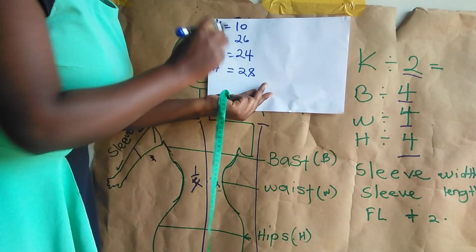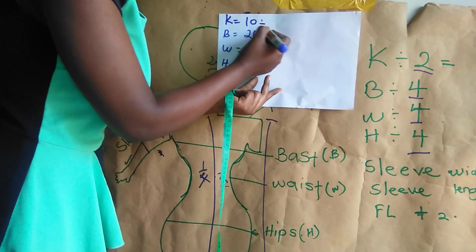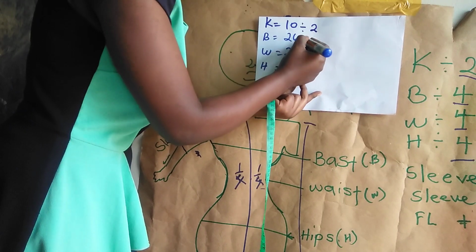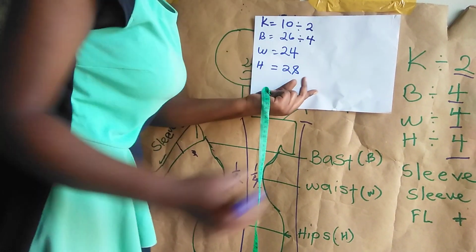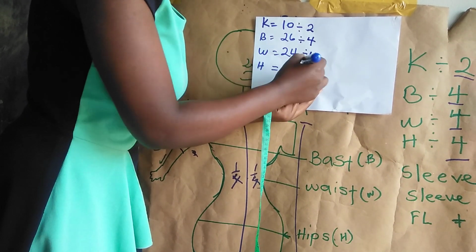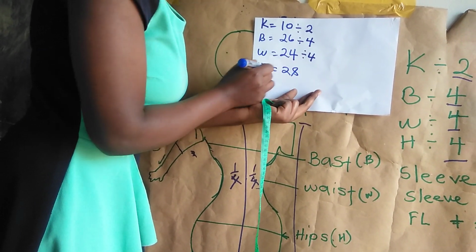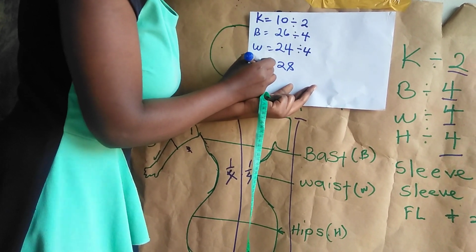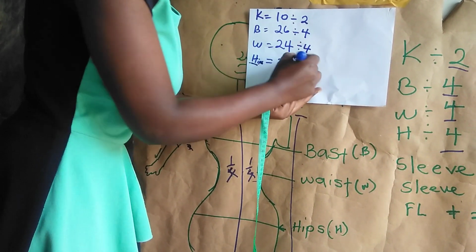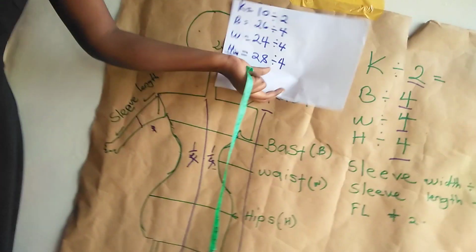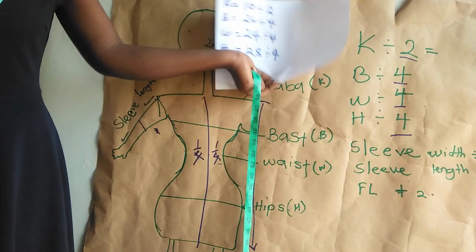I've told you for the cover, we divide it by 2. And for the bust, we divide it by 4. For the waist, we also divide it by 4. And for the hips, this one means hips, not height. Hips as in hips. We divide it by 4. So this is what we have on paper.